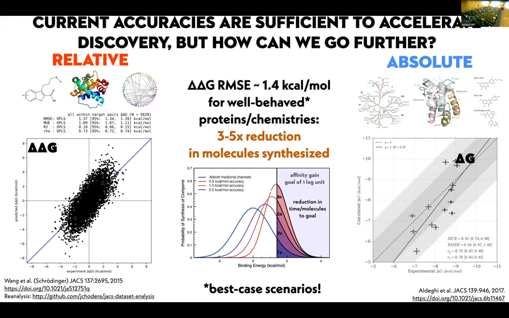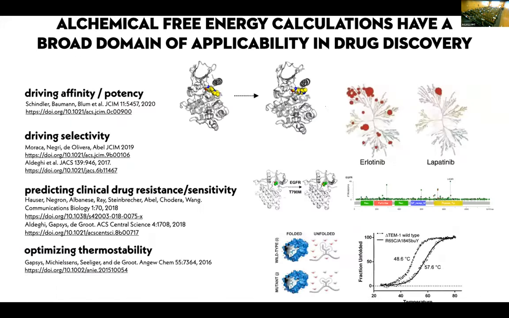But there's still a limit to this accuracy, right? If we increase the accuracy even further from, you know, maybe 1.5 to 2 kcal per mole, maybe all the way to 0.5 kcal per mole, we could speed things up enormously or drastically reduce the number of compounds we would need in order to reach very potent molecules. So this is by and large a big goal of these alchemical free energy calculations, to make them as reliable and robust and extend their domain of applicability as broadly as possible.